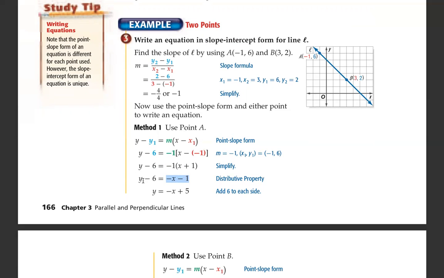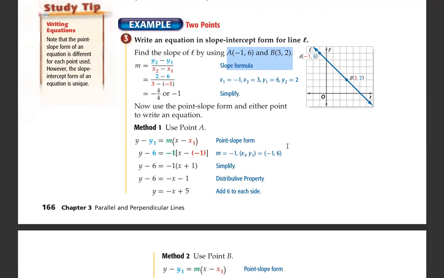Okay, now we're going to move the negative 6 to the other side, or eliminate this negative 6 on the left side. So we add 6 to each side, and that results in y equals negative x plus 5. This is now our answer in slope-intercept form for the line that contains these 2 points.